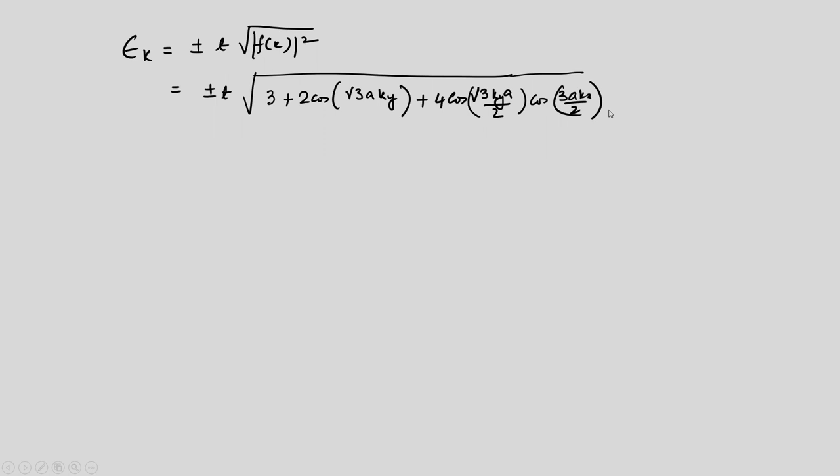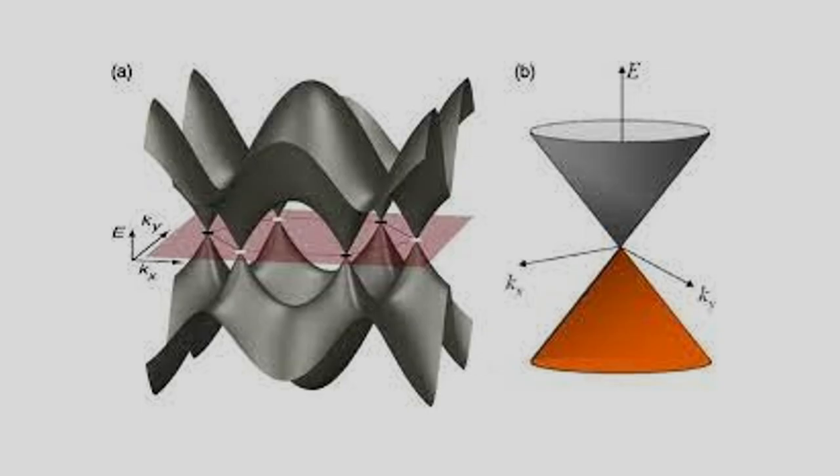So this is the dispersion. k_x and k_y both go from minus pi to pi in the Brillouin zone, and one can actually plot this dispersion and see how the bands look. Let me show you the pictures. So this is the picture of the bands. You see there are two bands. This is the top band, which is called the conduction band, and this is known as the valence band.